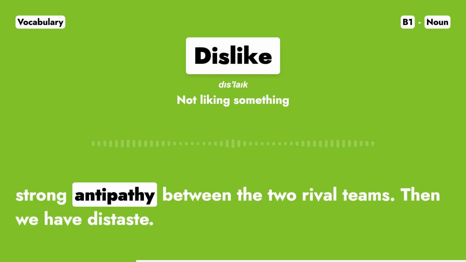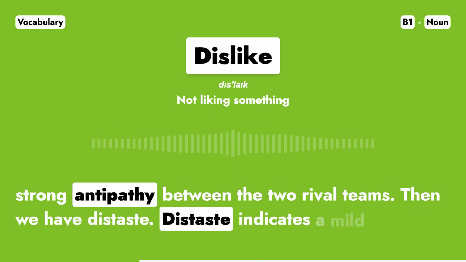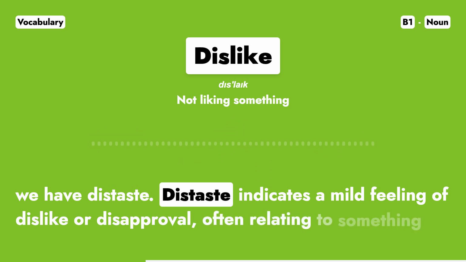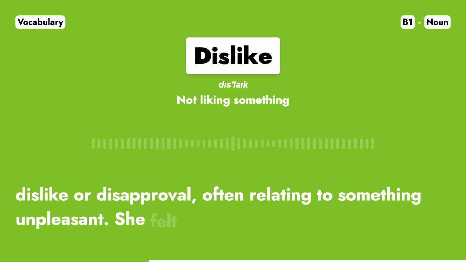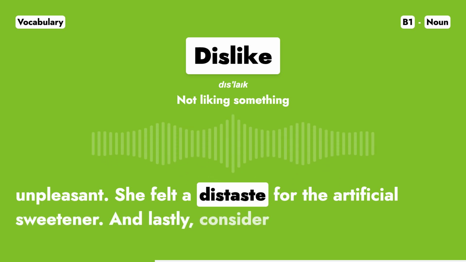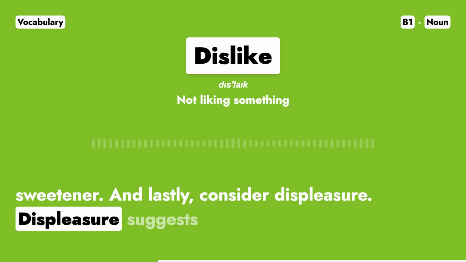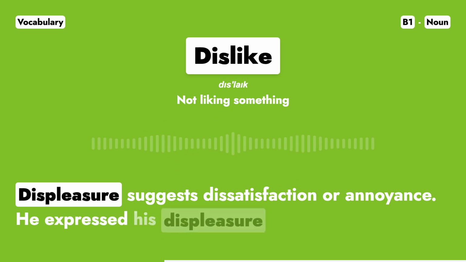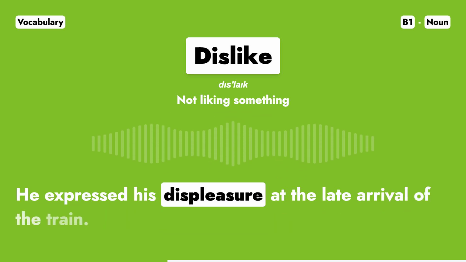Then we have distaste. Distaste indicates a mild feeling of dislike or disapproval, often relating to something unpleasant. She felt a distaste for the artificial sweetener. And lastly, consider displeasure. Displeasure suggests dissatisfaction or annoyance. He expressed his displeasure at the late arrival of the train.